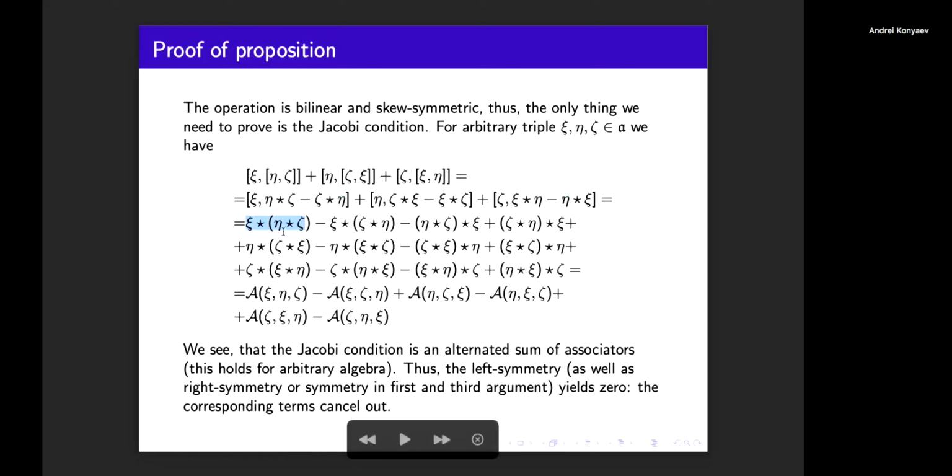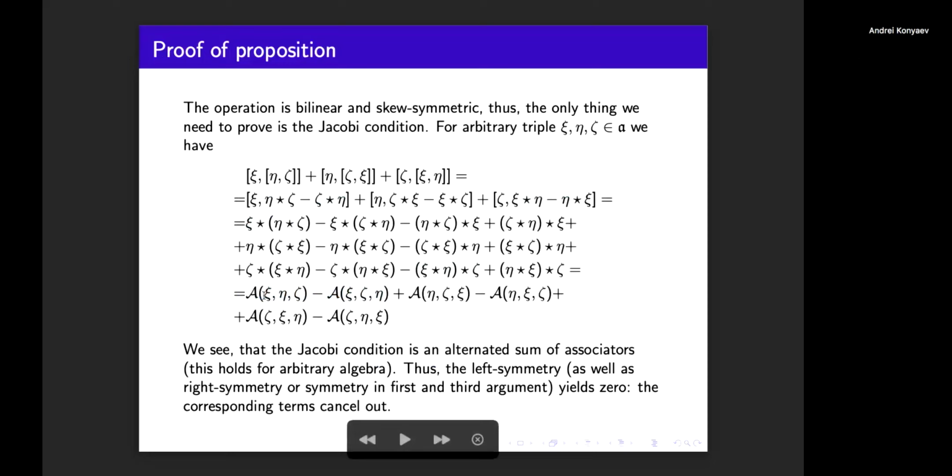We see that we can rewrite the Jacobi condition for such an operation in terms of associators. This formula holds for an arbitrary operation. It has nothing to do with the left symmetry yet. So if you take an arbitrary algebra with an arbitrary operation and you ask yourself, does it satisfy the Jacobi identity? And you write the Jacobi identity, you get, for example, the following formula. What is this formula about? This formula works like this.